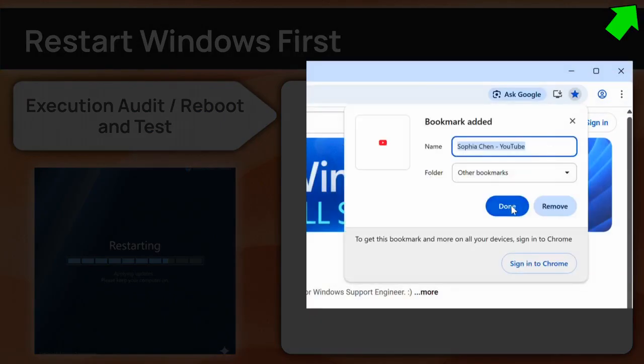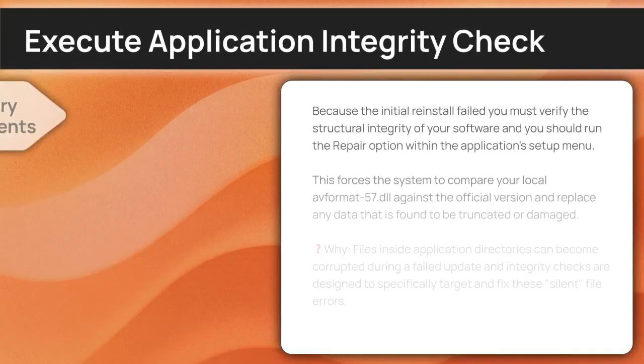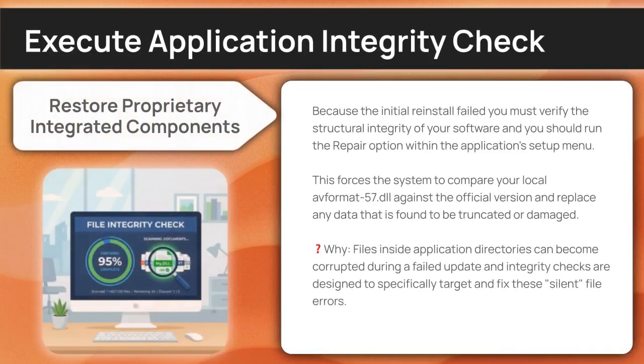If a quick restart didn't do the trick, it's time to look deeper into the system configuration. If you need to pause the video to find your settings menu, I'll be right here. Because the initial reinstall failed, you must verify the structural integrity of your software, and you should run the repair option within the application setup menu. This forces the system to compare your local DLL file against the official version and replace any data that is found to be truncated or damaged.